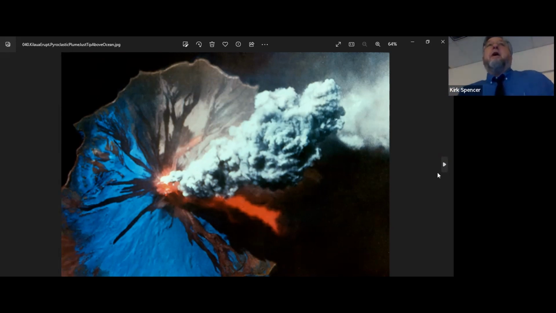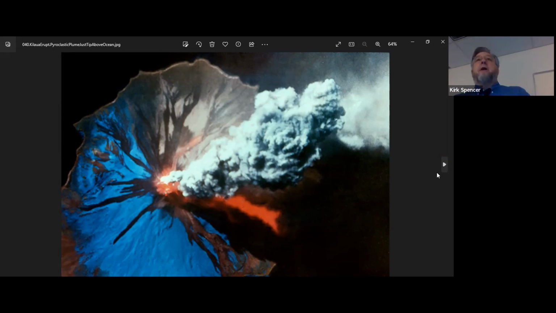Because shield volcanoes have low silica and they're very fluid, they release their gases quite rapidly, and so the pressure doesn't build up. So shield volcanic eruptions are really quite mild compared to composite volcanoes.